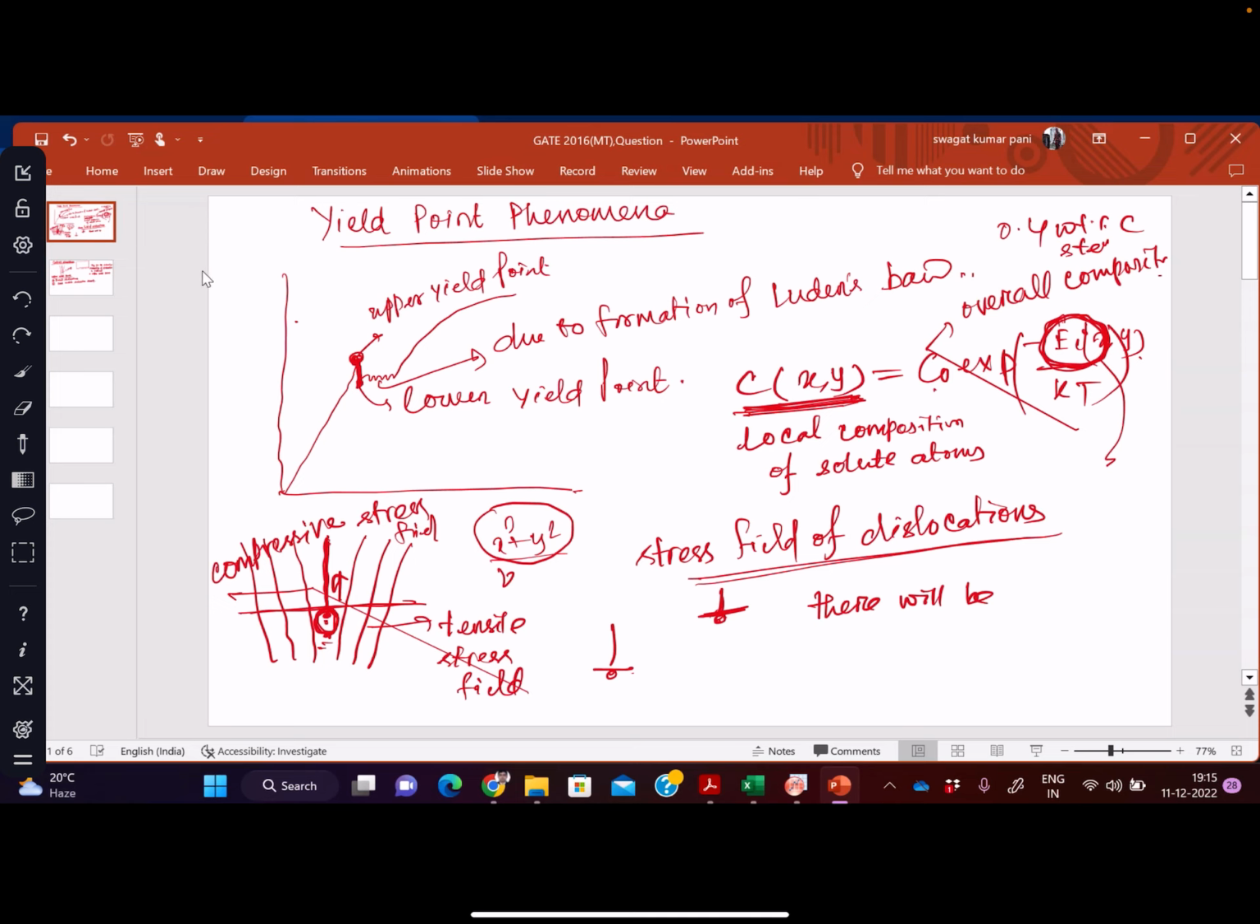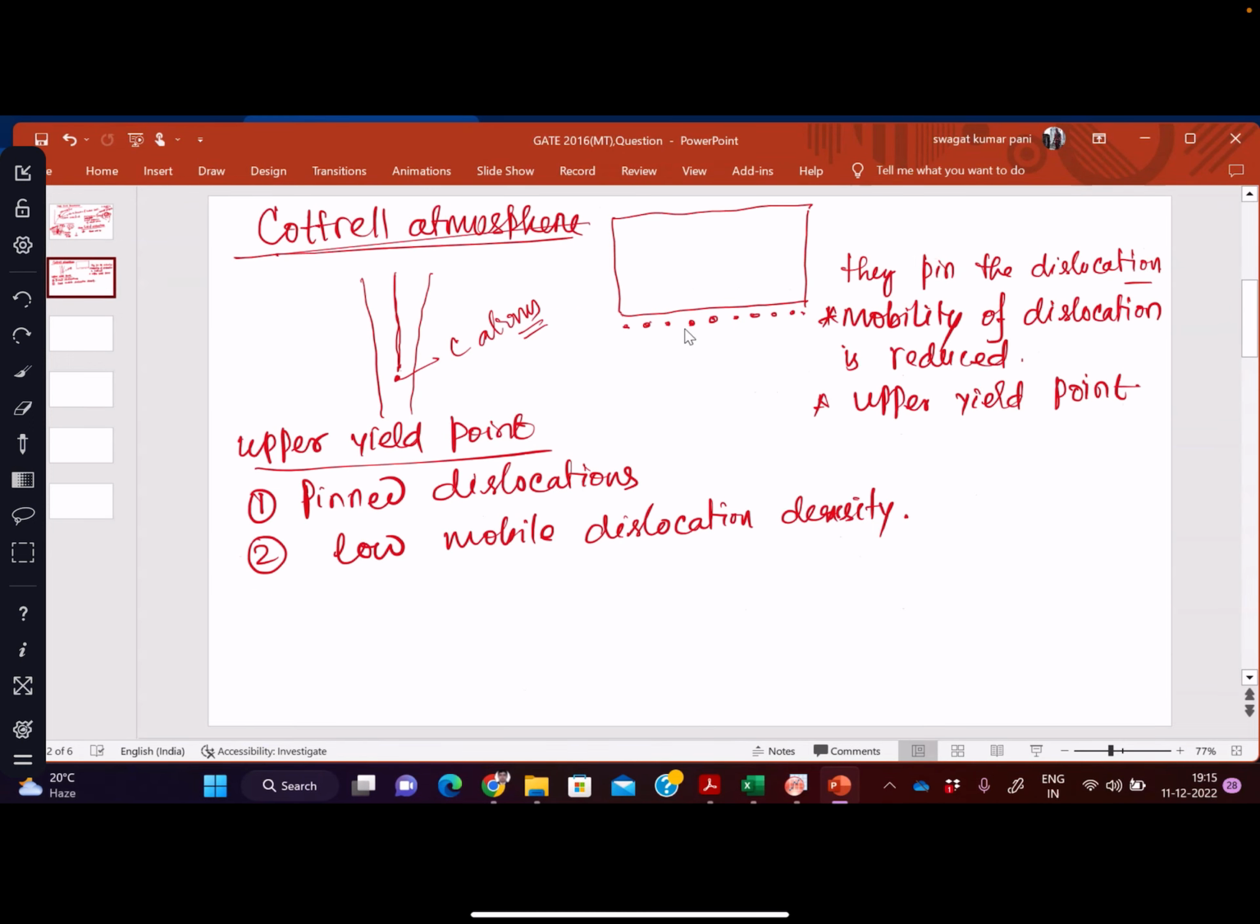Okay, why does this happen? Because at some stress, enough stress is reached so that we can break the Cottrell atmosphere. So there is a burst of free dislocations, like the carbon atoms when they are removed from the dislocation core. I am showing just one dislocation, but there are many dislocations which get freed by the removal of these atoms.